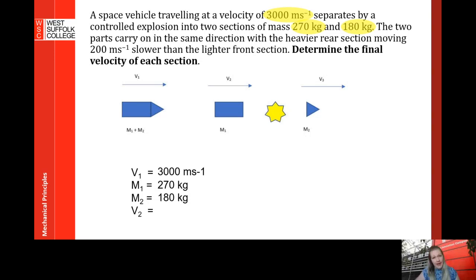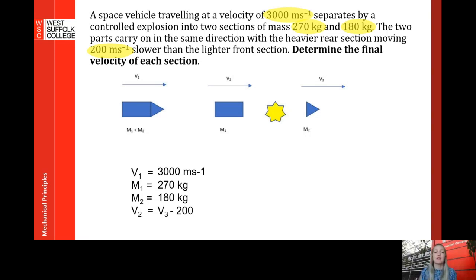Then finally, the only thing we've got left is our velocity 2. Now, yes, in this question, it has given us a value for velocity 2. However, in the question, it states that the rear section is moving exactly 200 meters per second slower than the lighter front section. So this is a bit of a sneaky one because it's not actually giving us the value, but it's telling us how we can get to that value. And how we can get to that value is from doing our final velocity, so velocity 3 minus that 200.